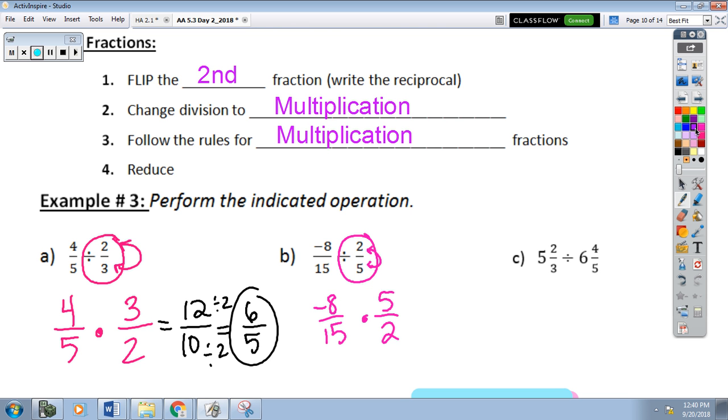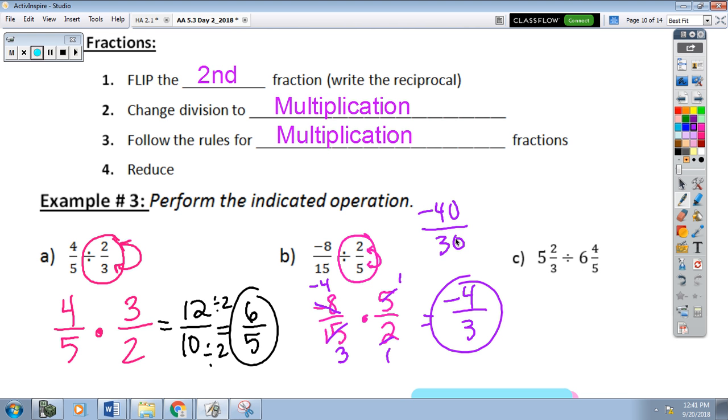So if you're a cross-reducer, the 5 and the 15 are both divisible by 5. So that will get me 1 and 3. And the -8 and 2 are both divisible by 2, which will get me -4 and 1. So I'll get -4 thirds. If you don't like that method, multiply across the top to get -40, multiply across the bottom to get 30, and you would still get that same answer.